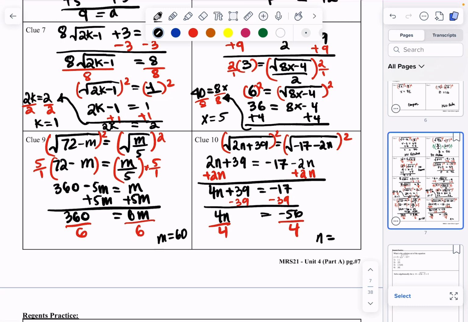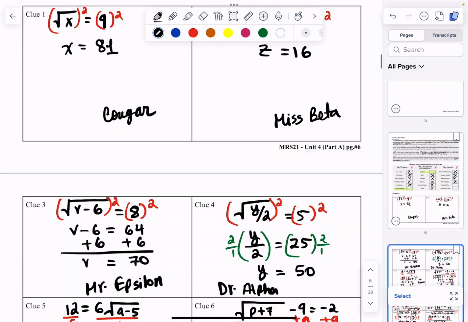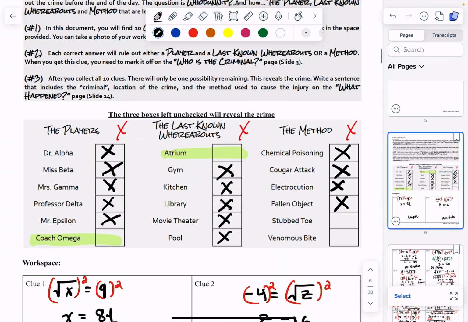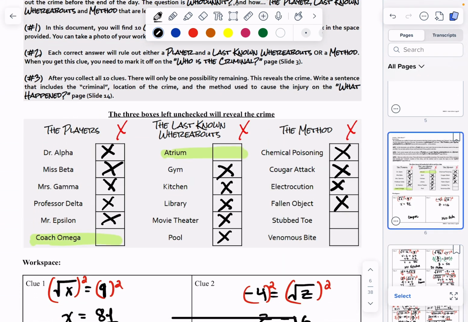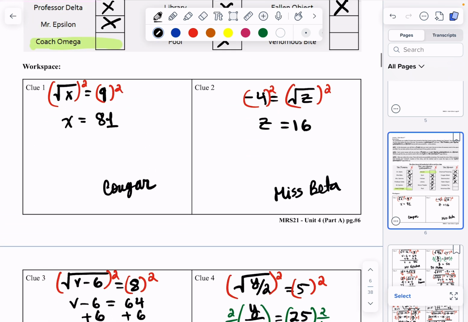negative 14. And for that one, it was Ms. Beta was photographing plants by the pool. So I have not crossed out everything. So we have to figure out which one it is between the step toe and the venomous bite. Maybe there was another option. Let me double check all my answers.